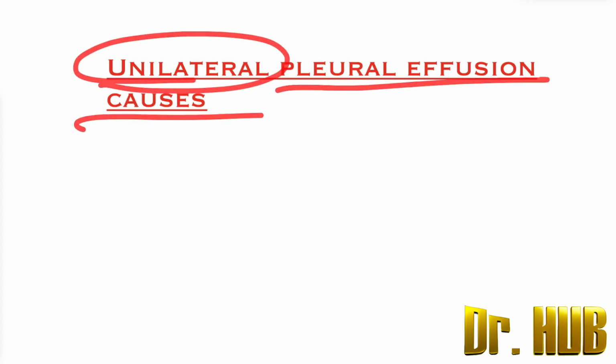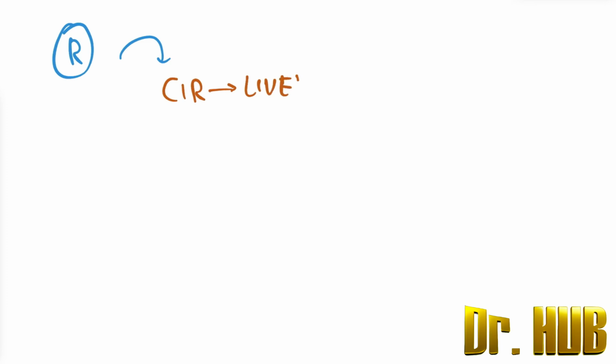Unilateral pleural effusion and its causes. So first, let's look at the right-sided pleural effusion. So predominantly the right side. In terms of the right side of the pleural effusion, it can be due to cirrhosis of the liver, and this is the hepatic hydrothorax.